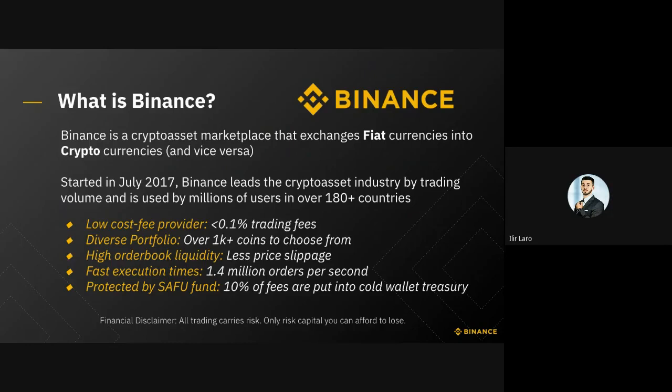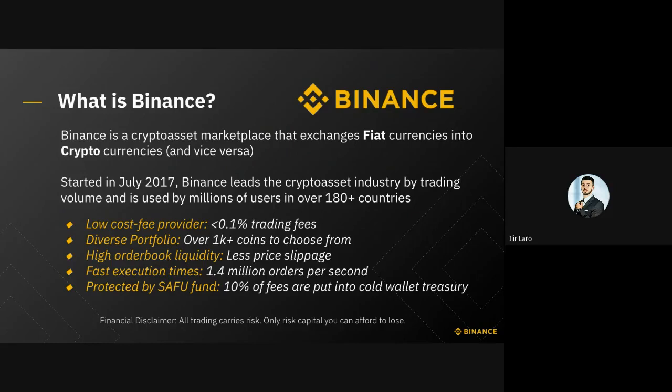Just a bit of historical background. Binance was started in July 2017, and we've been in business for over 3 years. We lead the crypto asset industry by trading volume, and we are used by millions of users in over 180 countries.